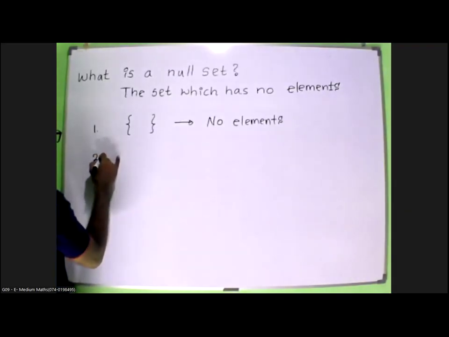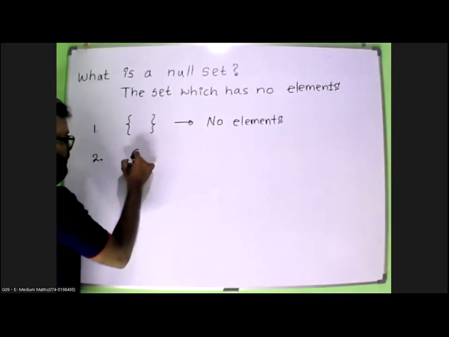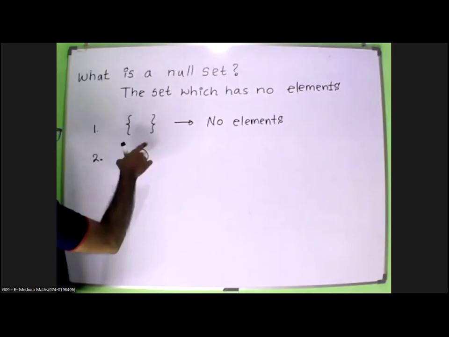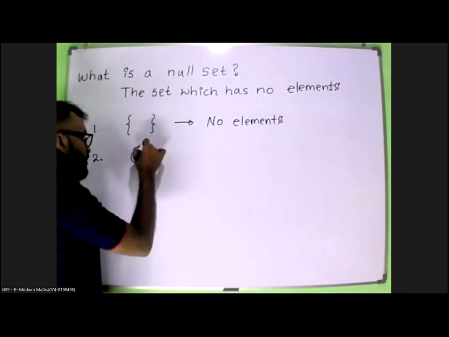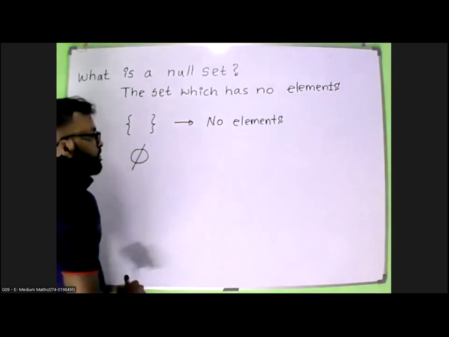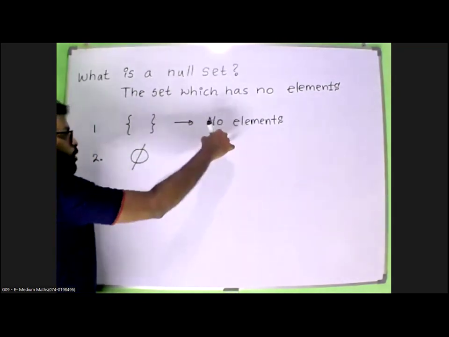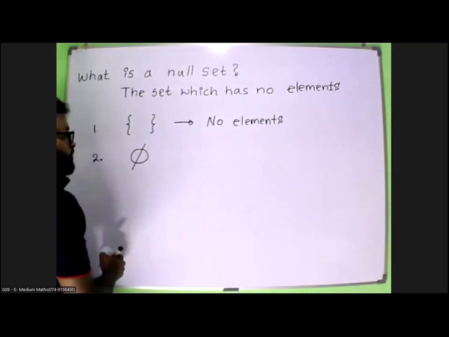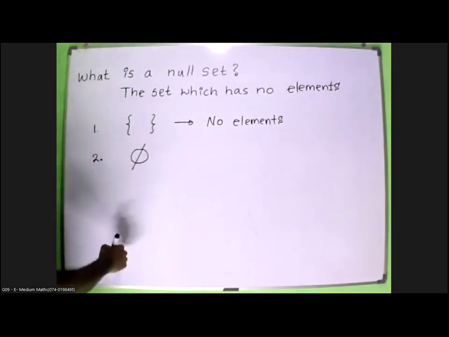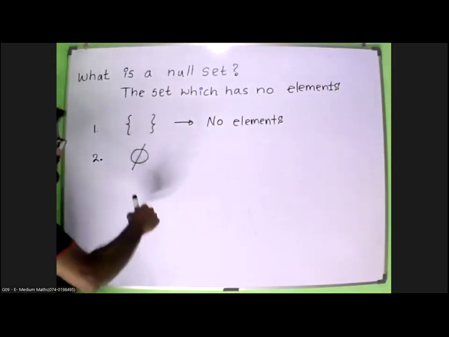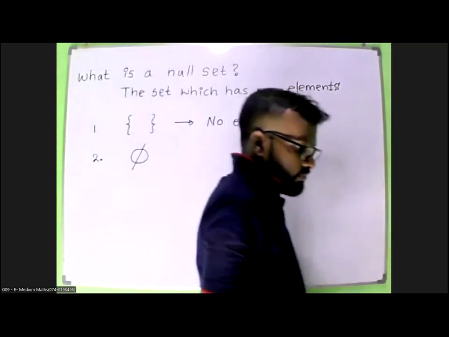Second, you can use phi. You can draw a circle, an empty circle, and you can proceed like this. Phi. Same thing. No element. This is also a null set. Null set, empty set.